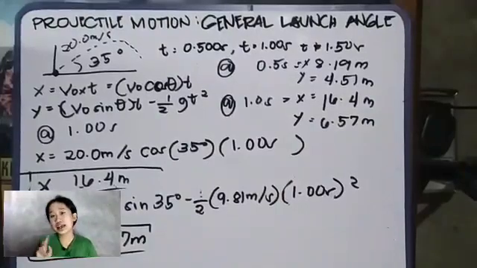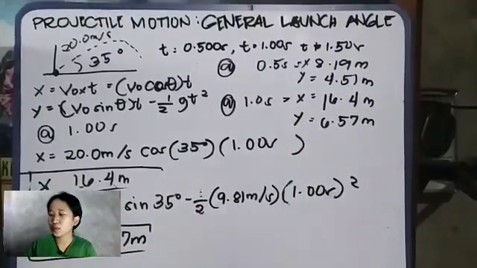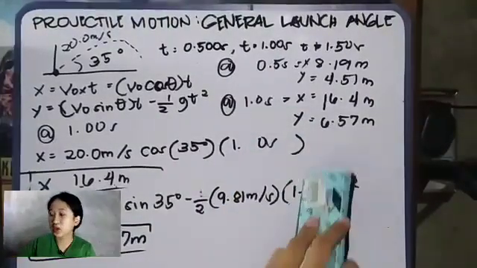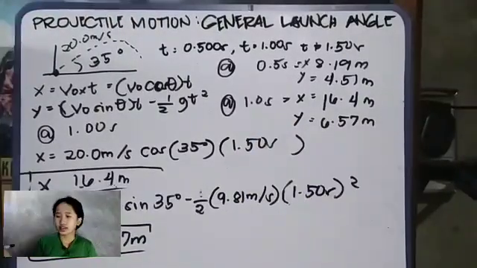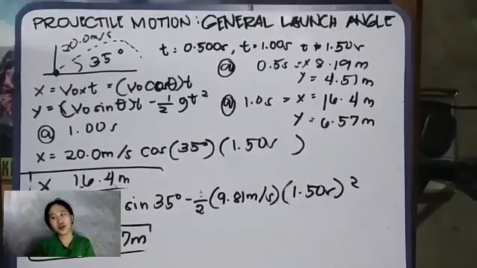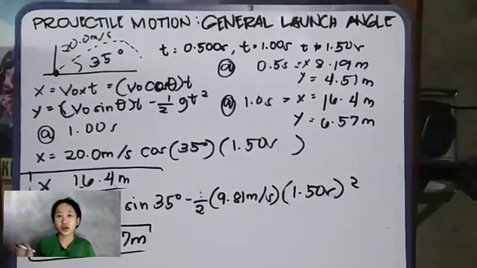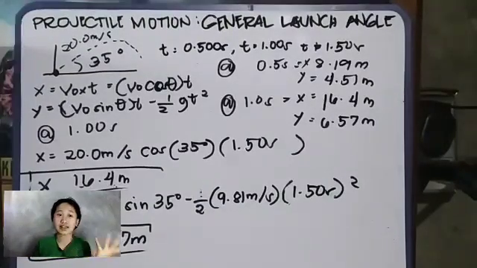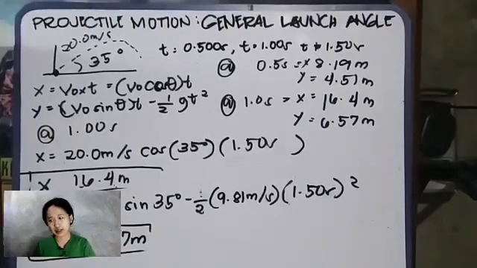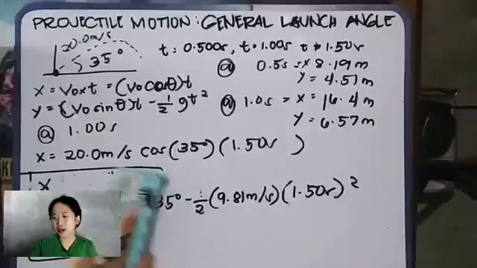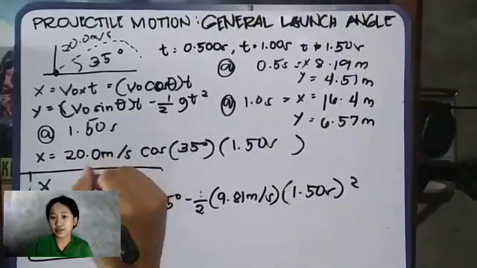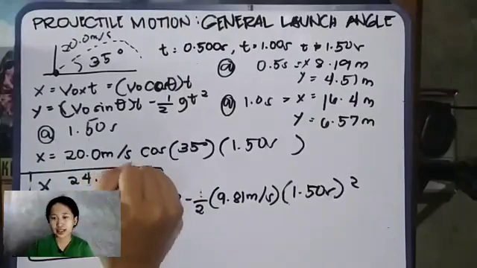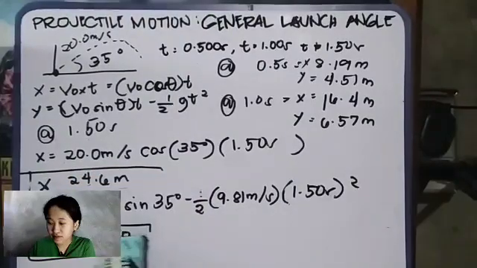So, next and last natin is yung 1.5 seconds. Isa lang yung formula natin, then papalit-palitan lang natin ng time para makuha natin yung x and y position using the time na given na binigay sa atin. So, ang makukuha natin dito sa may 1.5 second na x is 24.6 meter. Then sa y natin.